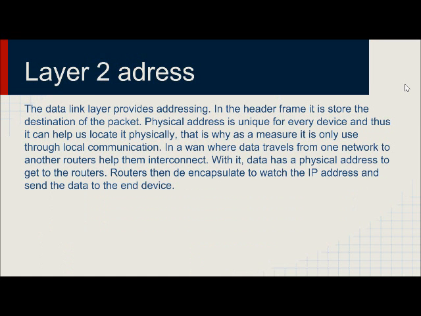The data link layer provides addressing. In the frame header, the destination of the packet is stored. A physical address is unique for every device, and thus it can help us locate it physically. That is why, as a measure of security, it is only used in local communication. In a WAN, where data travels from one network to another, routers help interconnect them. With it, data has a physical address to get to the routers. Routers then de-encapsulate to read the IP address and send the data to the end device.